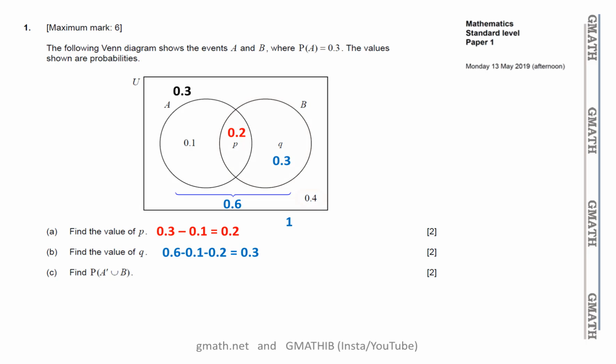Finally, we look for the event B union the complement of A. That is, the probability of event B plus the probability of the event neither A nor B. The answer follows from the diagram.